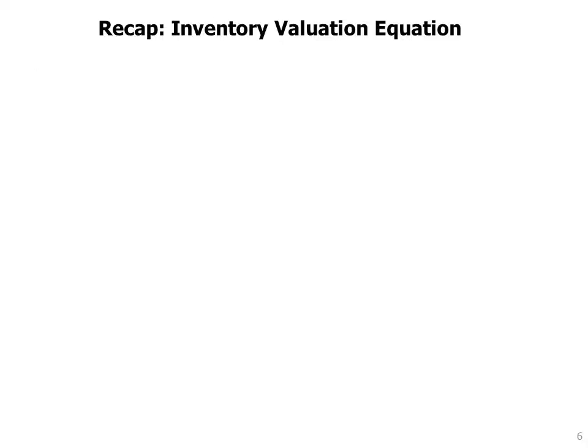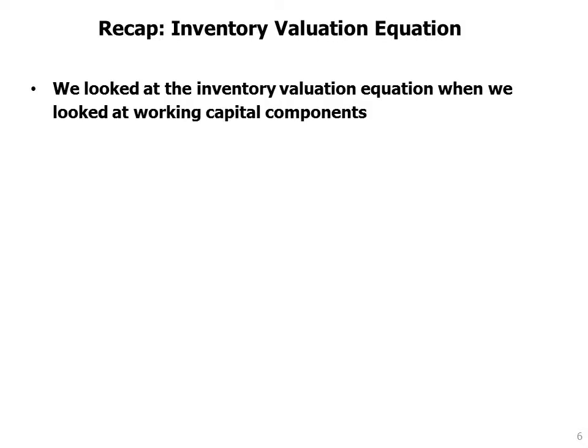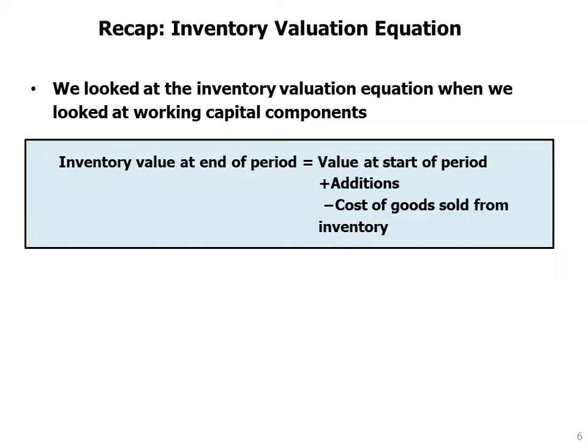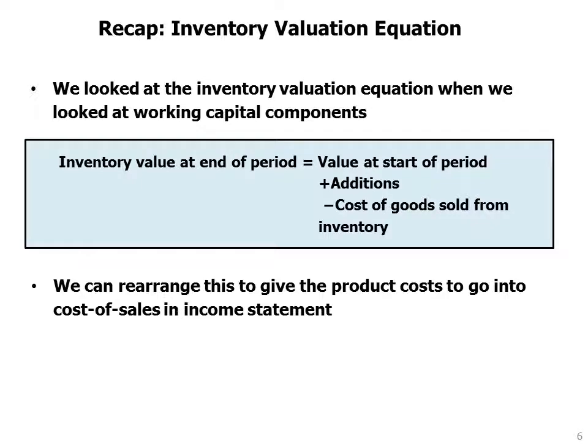Let's do a recap of the inventory valuation equation. So we looked at this when we went through working capital components, and it's the same equation for most balance sheet items. So inventory value at the end of the period is equal to the value at the start of the period plus the cost of additions minus the cost of goods sold from inventory. But we can actually take this and rearrange it so that we get the product cost going through the cost of sales using the inventory valuation methods rather than counting the cost of individual items.